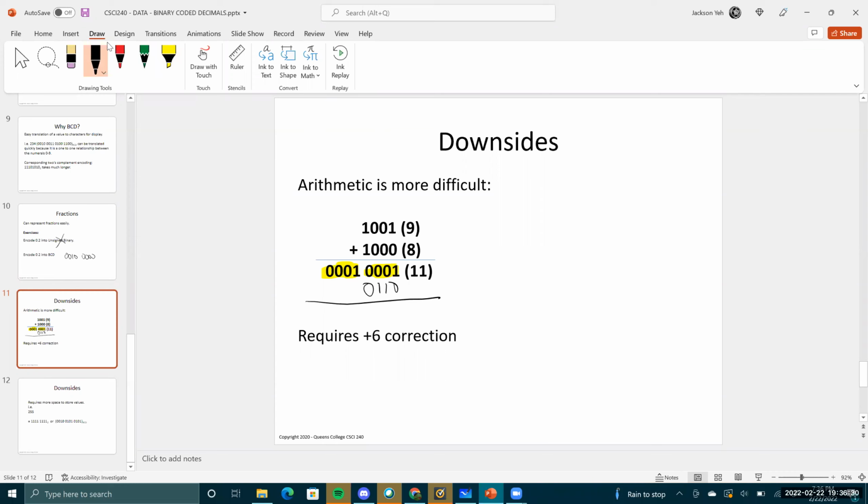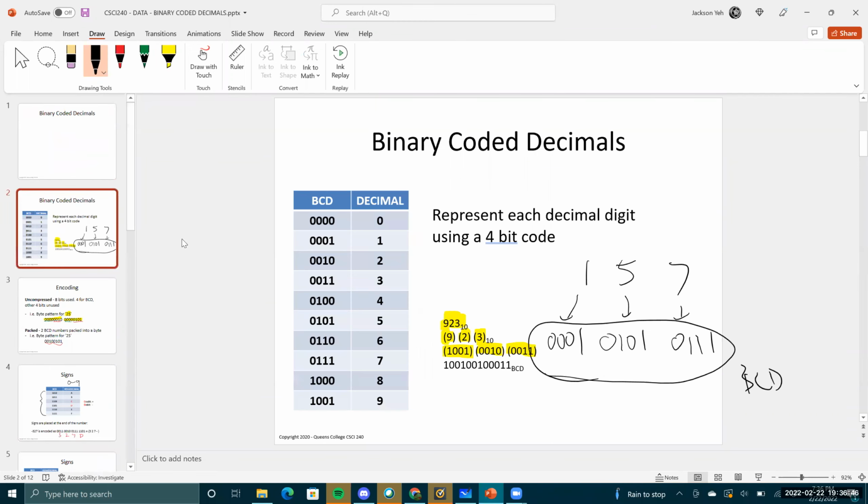If you add that, the resulting number is 17, which is correct. Okay, so why is it +6 and not something else? It has to do with this, right? Numbers 0 through 9, you have 10 digits here. And on the left is your corresponding BCD, right? So the issue is after 9, you circle back up to 0.